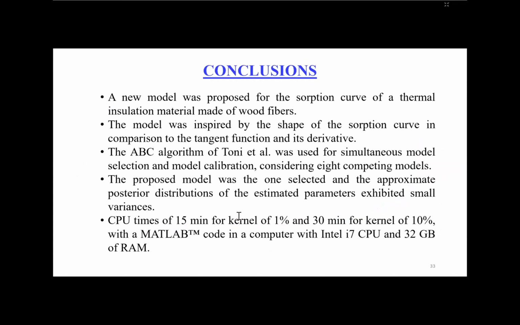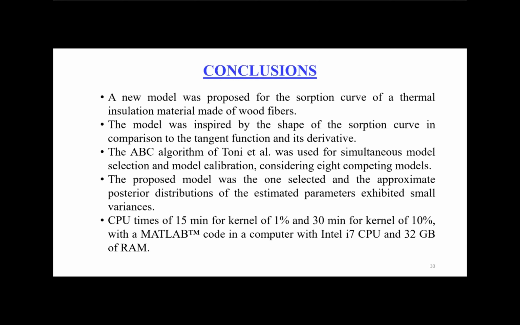The ABC algorithm of Ton et al. was used for simultaneous model selection and model calibration by considering 8 competing models. And the proposed model was the one selected. And actually, the approximate posterior distribution of the estimated parameters exhibited small variances. Similarly, the moisture content simulated with the selected model and with the approximate posterior distribution of the parameters had small variances.